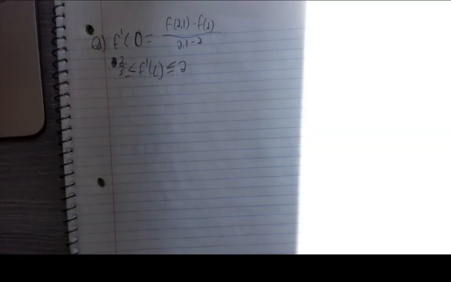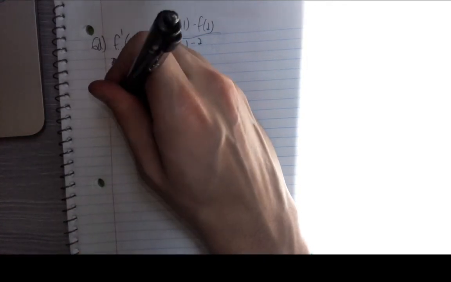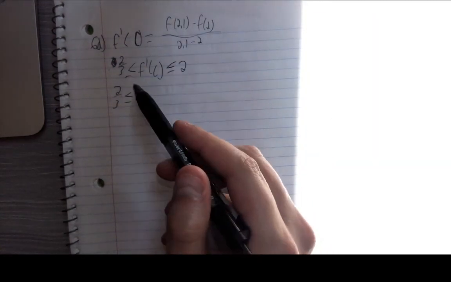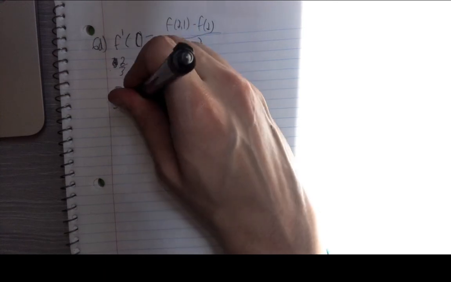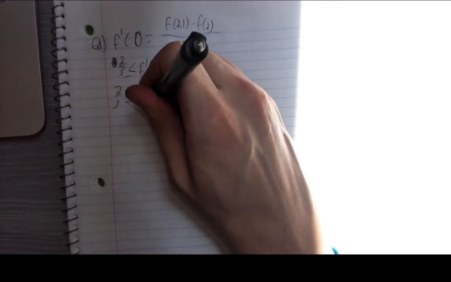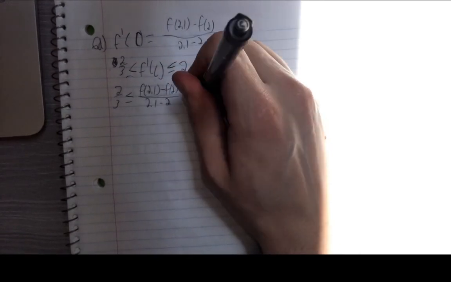Okay, so since they give that to us, we can create this range. We know that at any point, it doesn't matter what c is, it has to be between 2 and 2/3. Which means that 2/3 has to be less than or equal to the right side of this equation, right? If f prime of c equals that, then 2/3 has to be less than or equal to f of 2.1 minus f of 2 divided by 2.1 minus 2, which has to be less than or equal to 2.